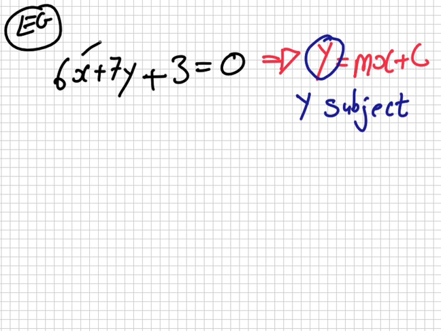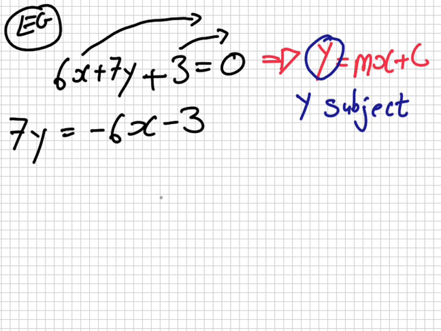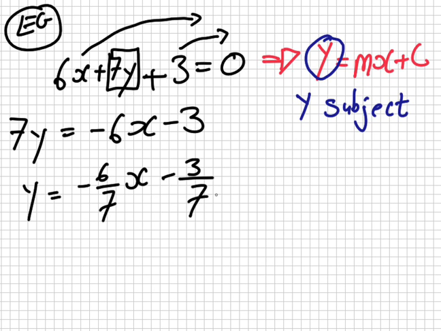Okay, so that's not too difficult because it's like what we did this morning. I'll take the 6x to the right and the 3 to the right. So I get 7y equals minus 6x minus 3. This stays on the left. So I have y equals minus 6 over 7x minus 3 over 7. So that's the answer. So write that one down. It's just practicing rearranging, rewriting.